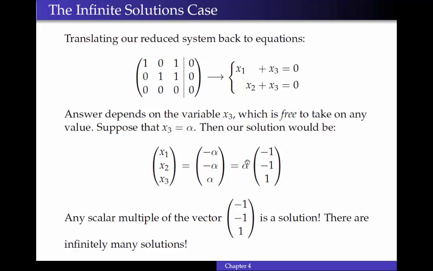And so if we factor out that alpha, we have that the solution is alpha times this vector here, minus 1, minus 1, 1. And so since alpha is just some arbitrary number, any scalar multiple, any value alpha, will work. So any scalar multiple of the vector minus 1, minus 1, 1 is a solution. Therefore, there are infinitely many solutions.